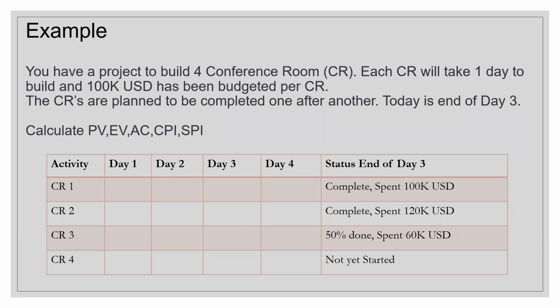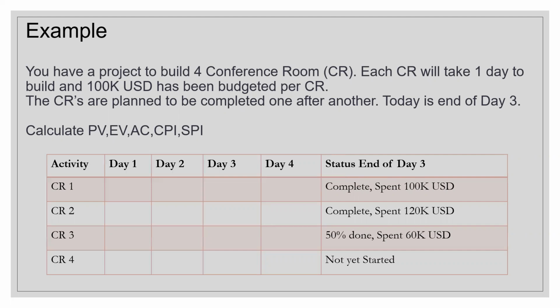But look at the status now. This is the status in the table at the bottom. Based on this, you have to calculate the planned value, earned value, actual cost, CPI and SPI of this particular project. So conference room 1, the status at the end of day 3 is complete, it is done, and it has spent 100k USD, which is exactly as per the budget, because 100k USD has been budgeted per conference room. So it's completed at the end of day 3, which is great, and spent 100k also.